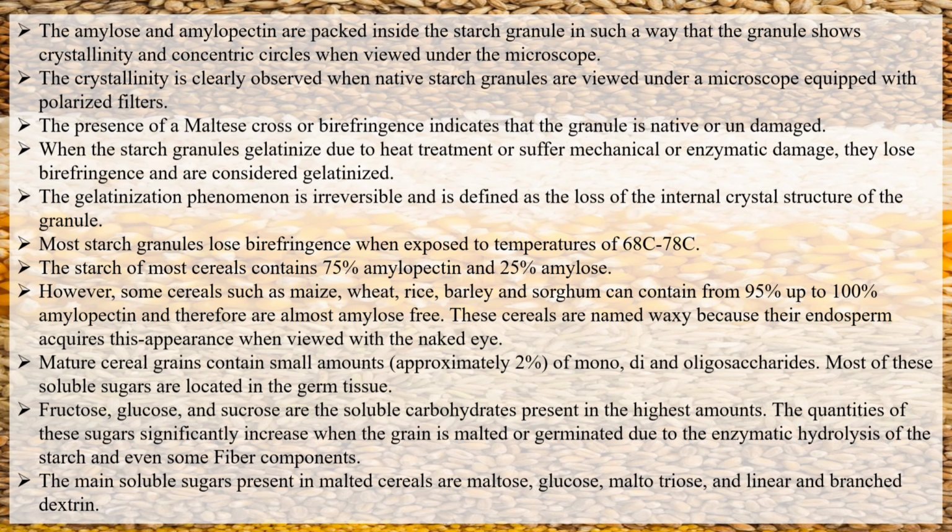When the starch granules gelatinize due to heat treatment or suffer mechanical or enzymatic damage, they lose birefringence and are considered gelatinized. The gelatinization phenomenon is irreversible and is defined as the loss of the internal crystal structure of the granule. Most starch granules lose birefringence when exposed to temperatures of 68 C to 78 C. The starch of most cereals contains 75% amylopectin and 25% amylose. However, some cereals such as maize, wheat, rice, barley, and sorghum can contain from 95% up to 100% amylopectin and therefore are almost amylose-free.